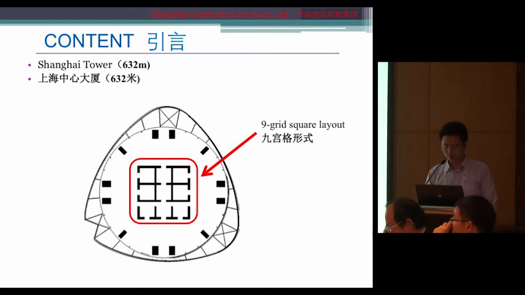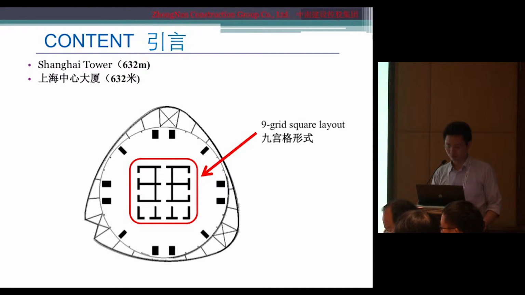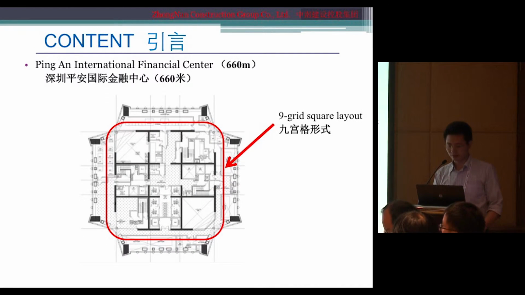Here are some examples of the projects that are under construction at the moment. For Shanghai Tower, the core uses a 9 grid square layout. The same is for the Shenzhen Ping An International Finance Center. As you can see, this is the plan for the middle and the higher part of the building. The corners have already been cut.